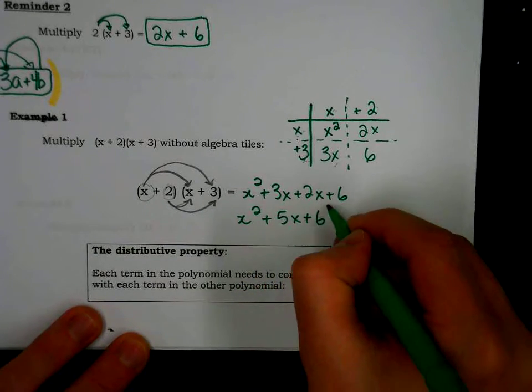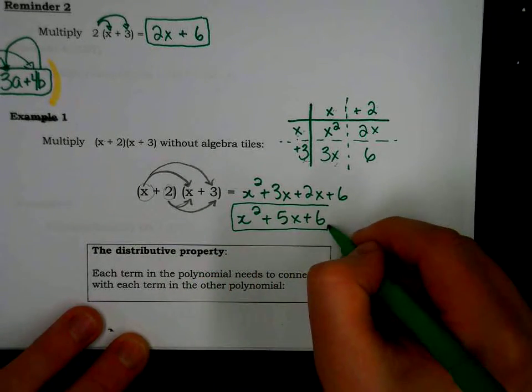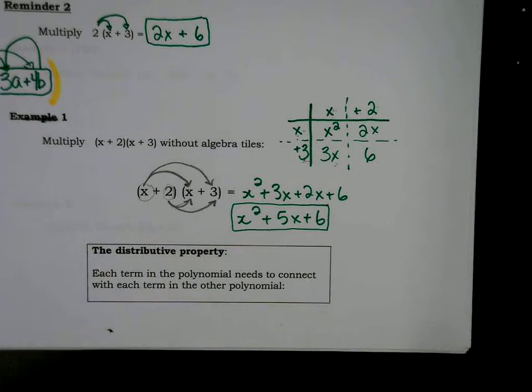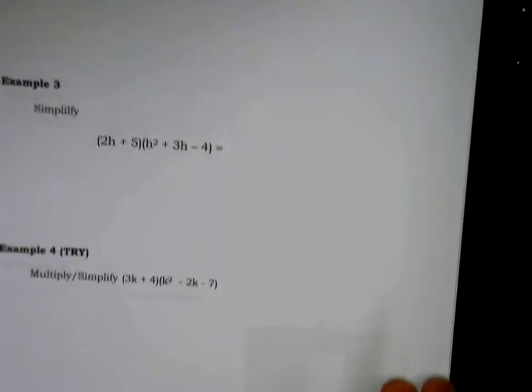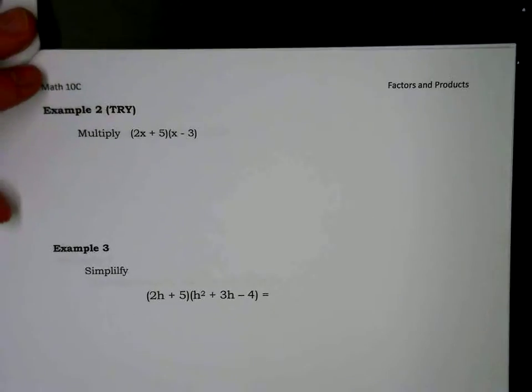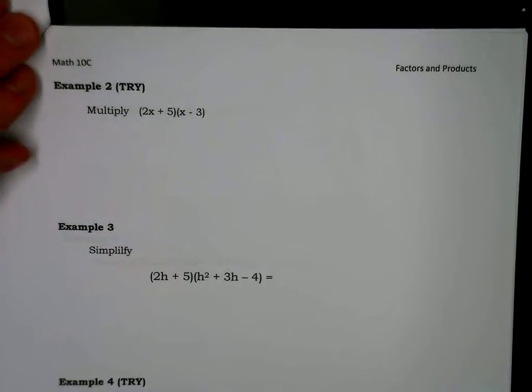This is going to be the choice and the approach that we're going to employ, where each term in the polynomial needs to connect with each term in the other polynomial. This is called the distributive property, and this is what we're going to apply. So if that is making some sense, let's flip it on over and try another example, maybe without algebra tiles.